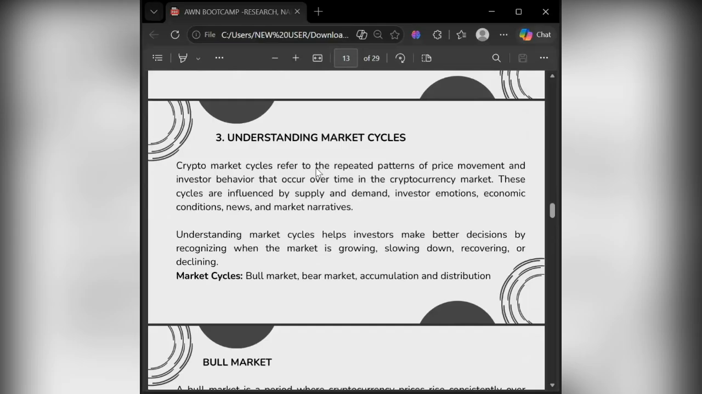So when we're talking about market cycles, we have the bull market, the bear market, accumulation, and distribution. And the most popular among them are the bull market and the bear market, right?